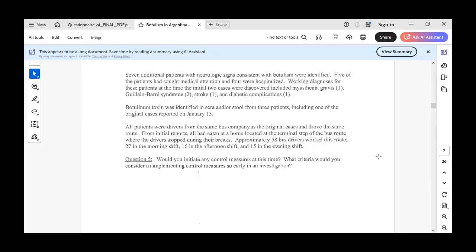So will you do anything or you just continue to let the bus drivers drive that bus route until you do your study and identify what the cause of the outbreak is? What do you think? Any thoughts? Are you going to continue to let the bus company operate as usual? Do you go in and say, let's halt activities?